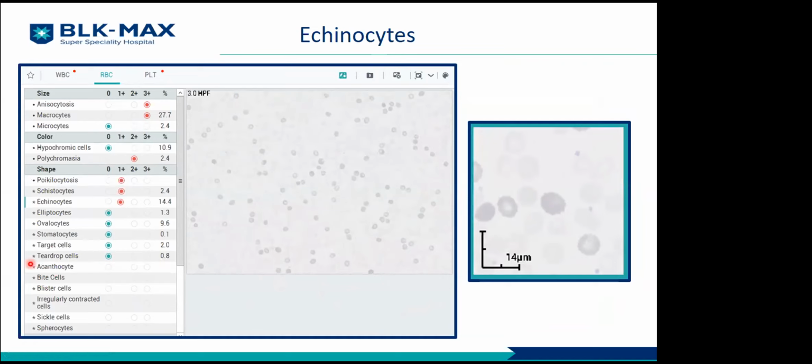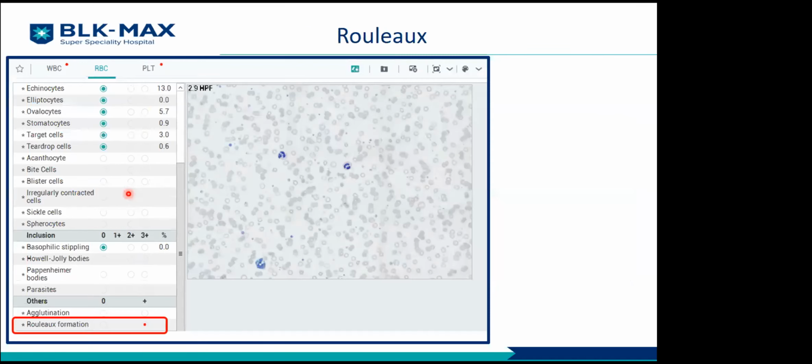And it was also very distinctly highlighted. There was presence of fragmented red cells as well in this particular case. And this was a case of subacute DIC in a patient in our center.